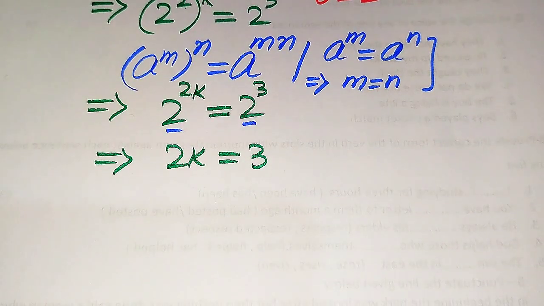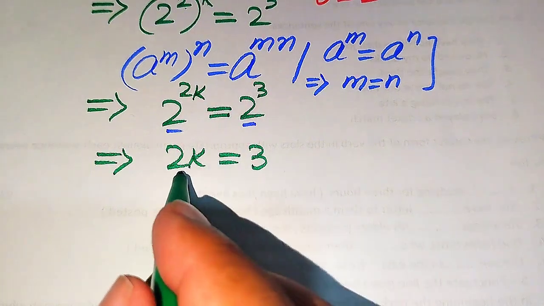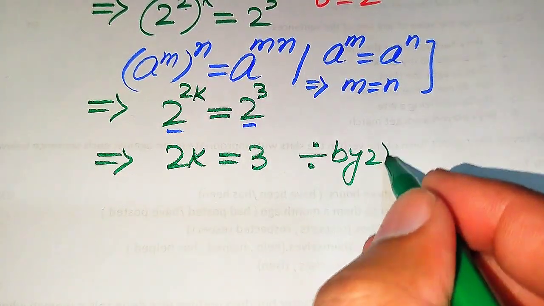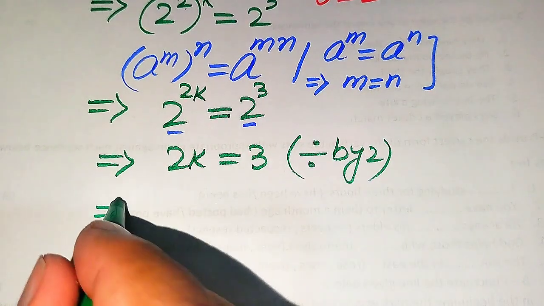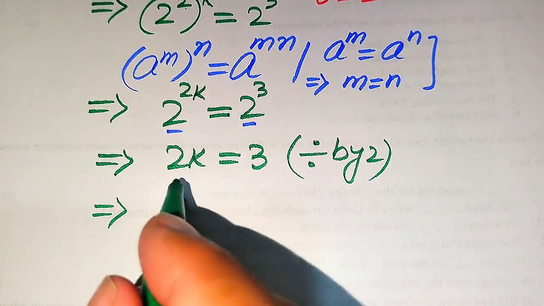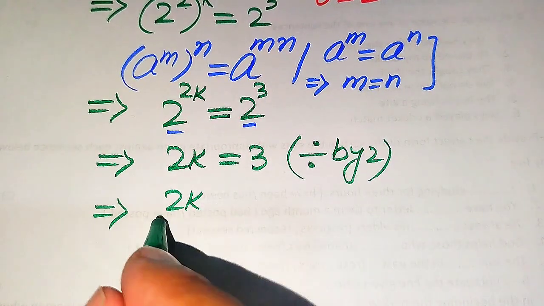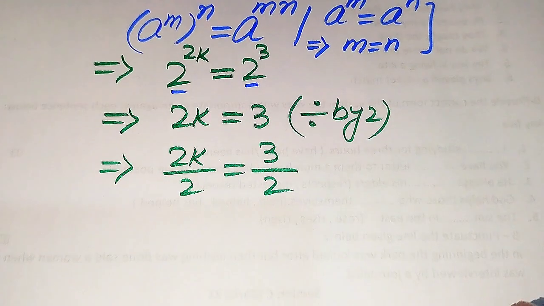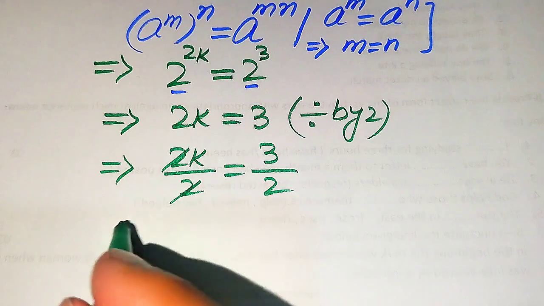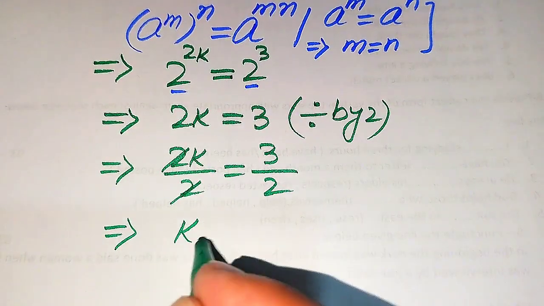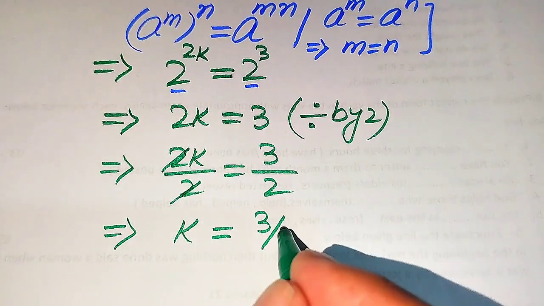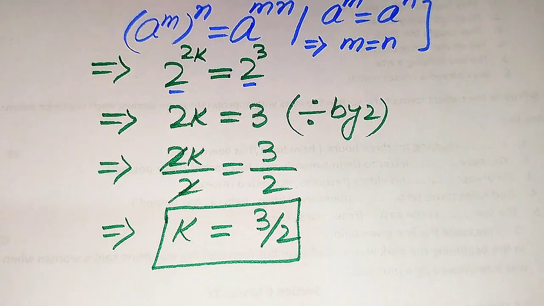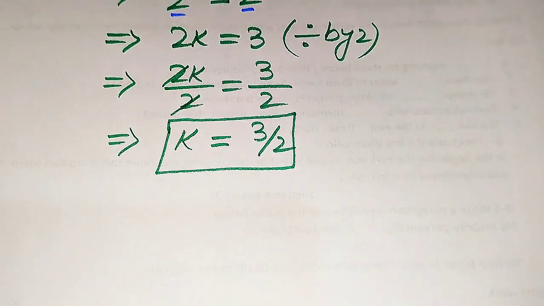And for the value of k, we need to remove this 2 from the left hand side, so we divide both of the sides by 2. So when we divide both of the sides by 2, it becomes 2k divided by 2 is equals to 3 divided by 2. You see here this 2 is cancelled out by this 2, and we get k is equals to 3 divided by 2. So this is the value of k which we get here.